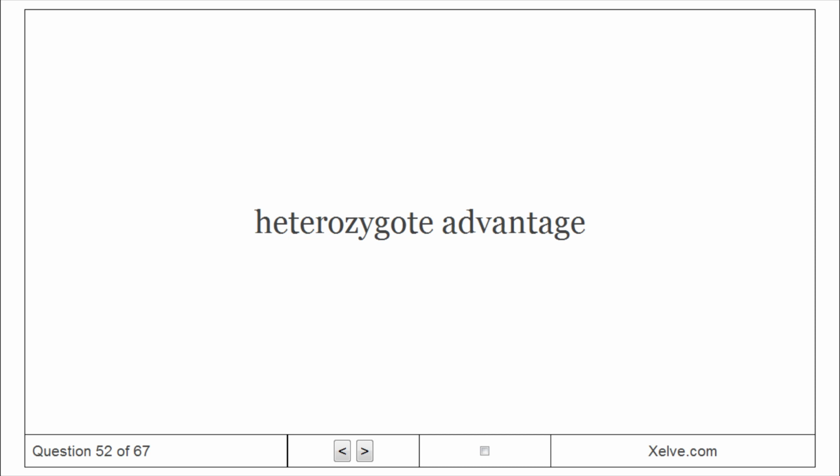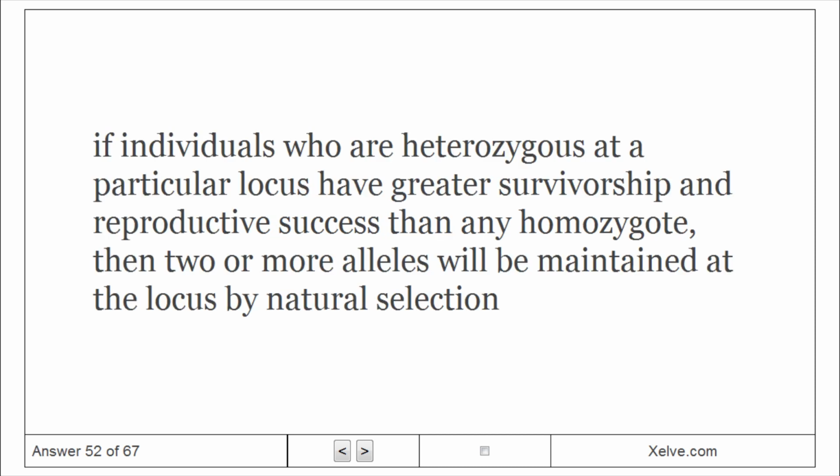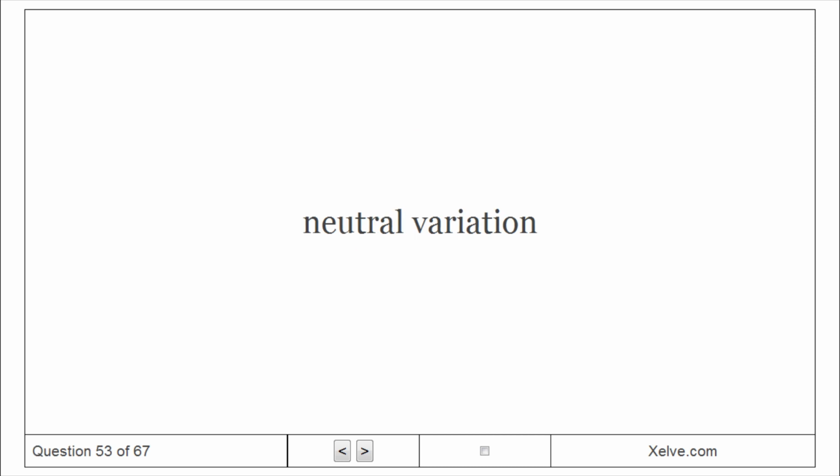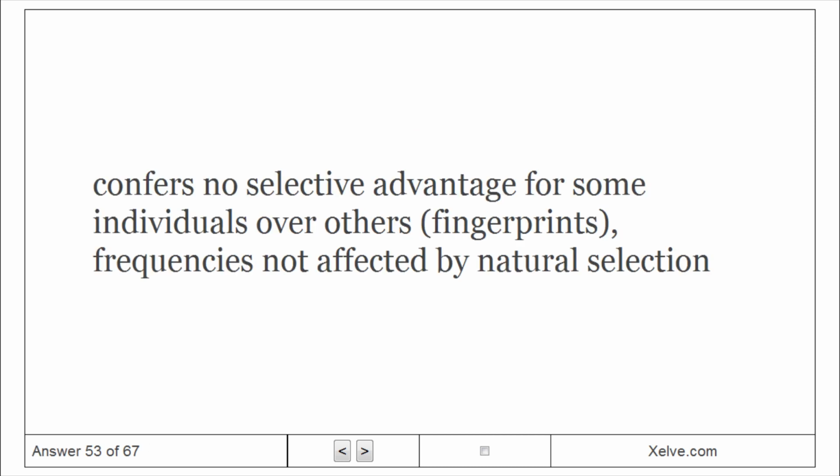Heterozygote advantage. If individuals who are heterozygous at a particular locus have greater survivorship and reproductive success than any homozygote, then two or more alleles will be maintained at the locus by natural selection. Neutral variation confers no selective advantage for some individuals over others. Fingerprints, frequencies not affected by natural selection.